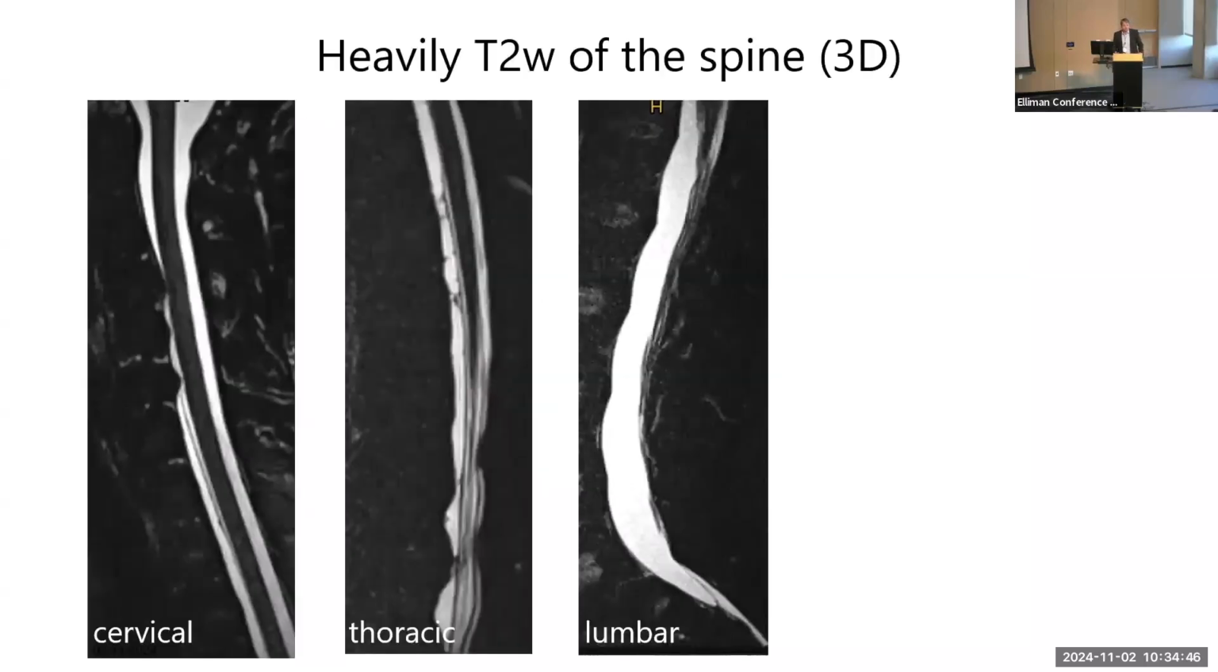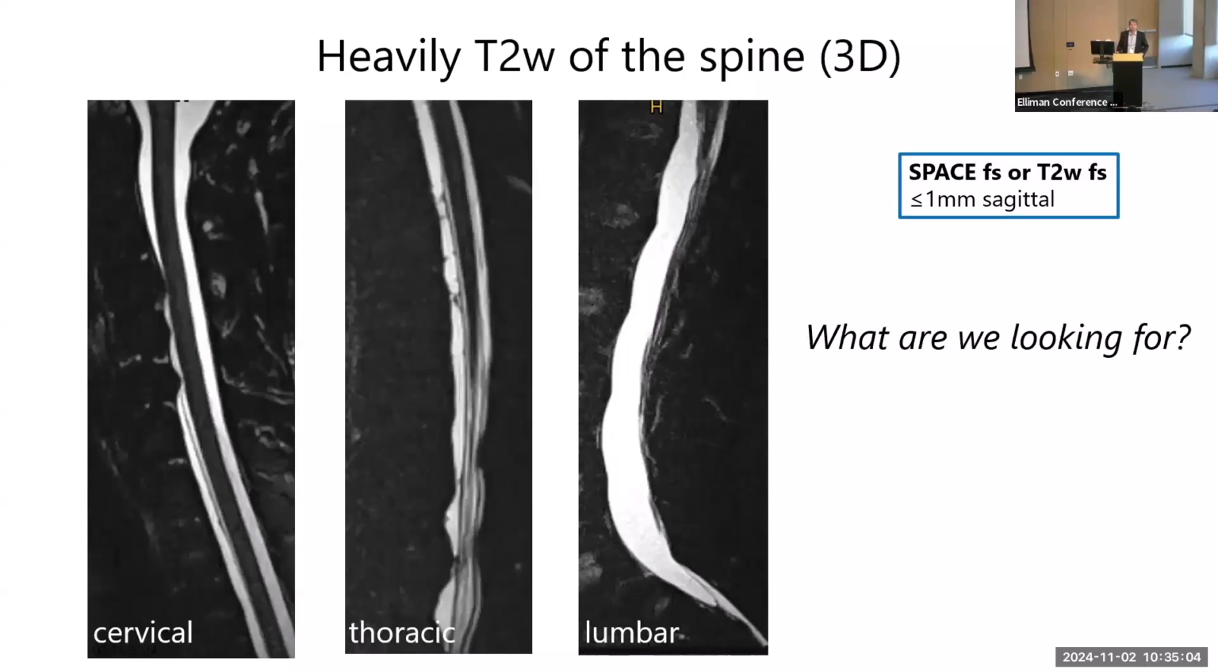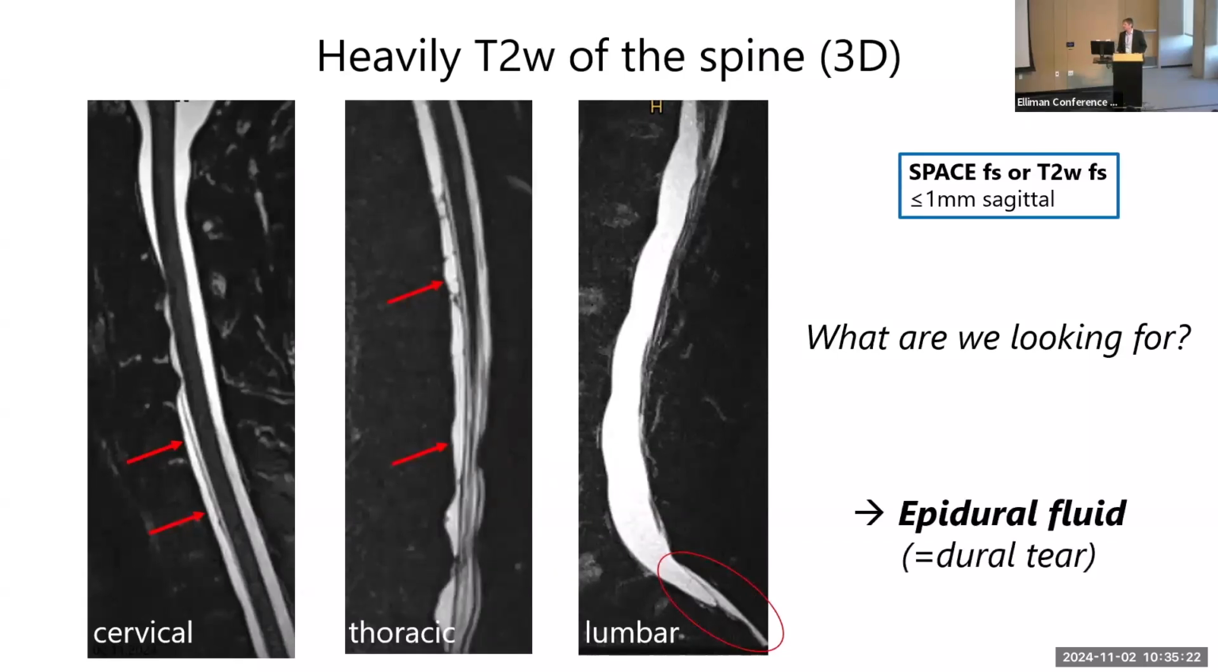The heavily T2 weighted MRI of the spine is probably the most important one. Heavily T2 means we use special sequences with a fat saturation, and we only see the bright signal of the CSF in the spine. And what are we looking for here? We're looking for the epidural fluid collection. Like in this patient in the ventral aspect, here again, and this patient at the sacrum. This patient had a sacral dural tear, so it is important to always cover the entire spine, including the sacrum. And an epidural fluid collection means we have a dural tear somewhere along the spinal axis.